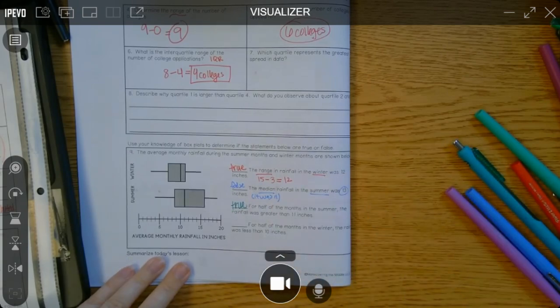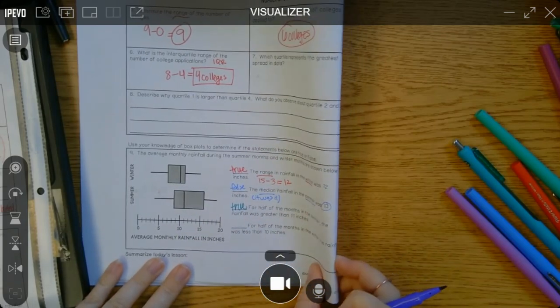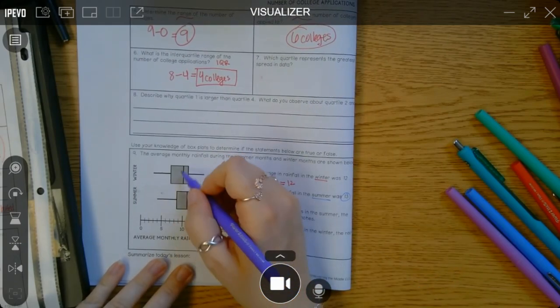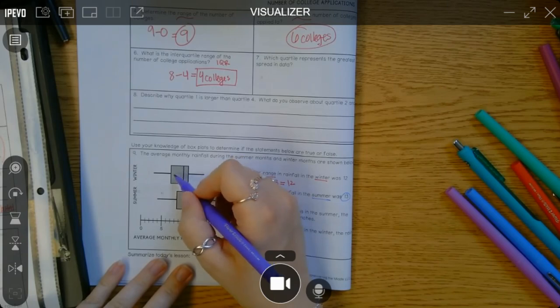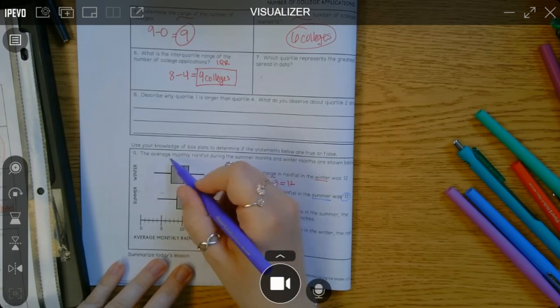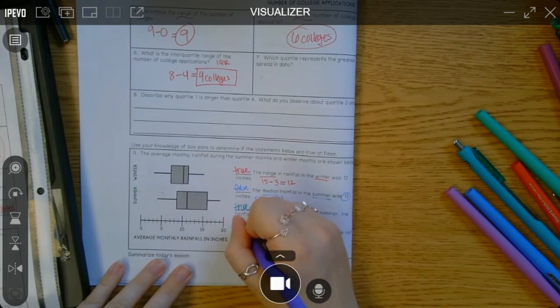Okay, the last one says for half of the months in winter, so focusing on winter, half of the months, the rain was less than 10. So here it hits at 10, and 10 or less is this way. Well, here's 25% of the data, and here's 25% of the data. So 50% of the data for winter was 10 or less. That was true as well.